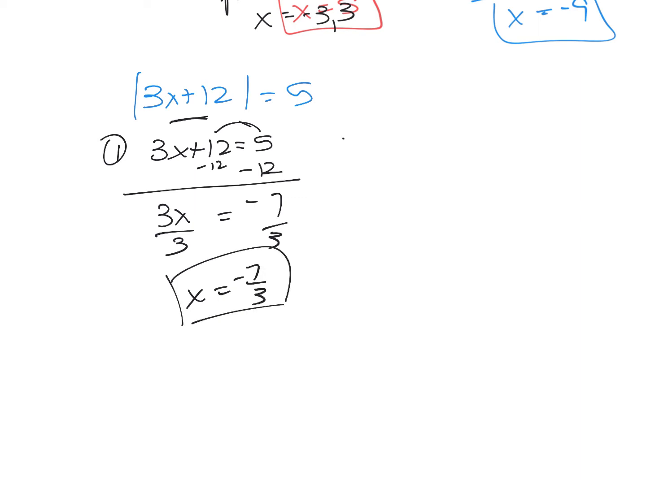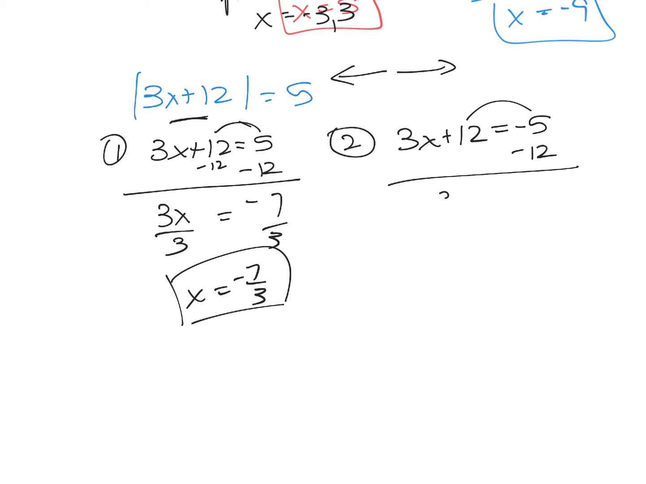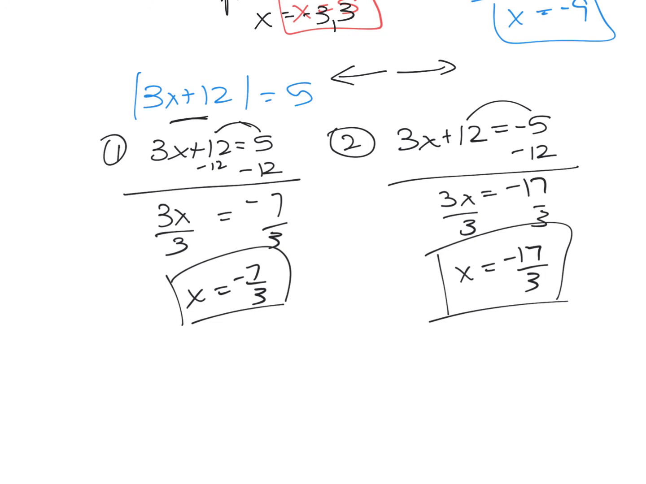Okay, then we have to have another equation because remember, we're going one direction, then we're going in the other direction. So we have our left side kept exactly the same, 3x plus 12 equals -5. We're going to subtract the 12, we get 3x equals -17, divide by 3, and x equals -17/3. Okay, so those are your equal signs.